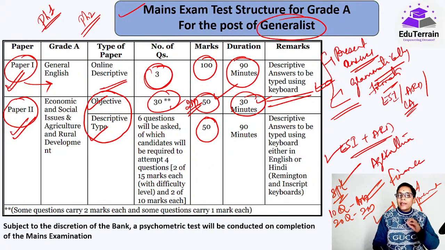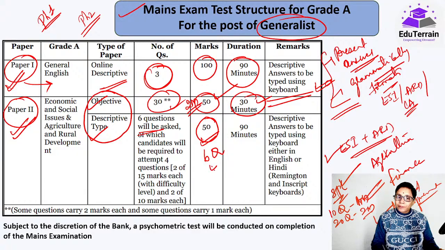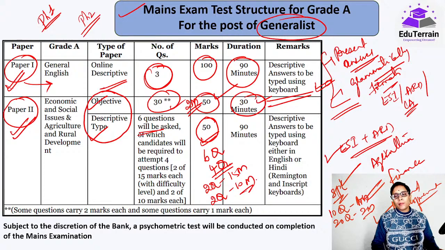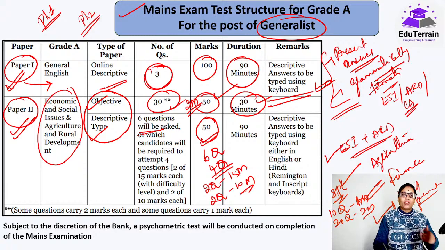Next is the remaining 50 marks. So what is there? This is descriptive. Here they'll ask 6 questions of which you have to answer 4 questions only. In that too, 2 questions will be of 15 marks, the difficulty level of these is a little high, and 2 questions would be of 10 marks. Okay, now since we are saying ESI plus ARD, we know that we will be getting descriptive questions from both ESI plus ARD.